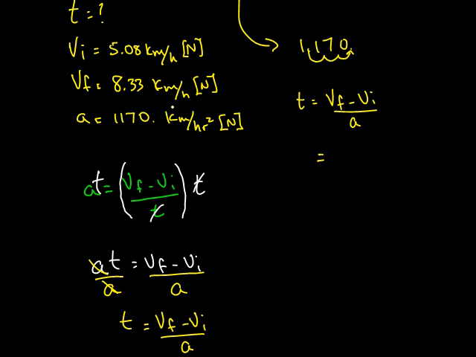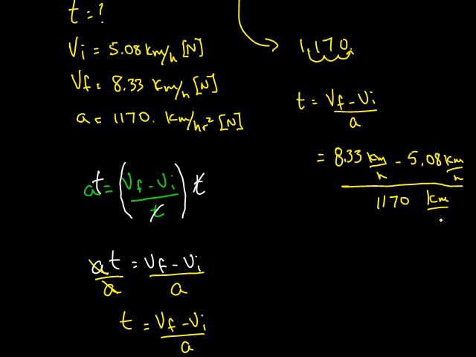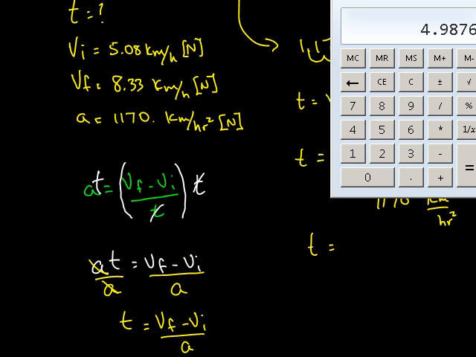Okay, so t is equal to our final velocity minus our initial velocity divided by a. We have the final velocity listed here at 8.33 kilometers per hour. Subtract away our initial velocity, 5.08, and all divided by our acceleration, so divided by 1170 kilometers per hour squared. That leaves us with some calculating to do, so let's get out our calculator.